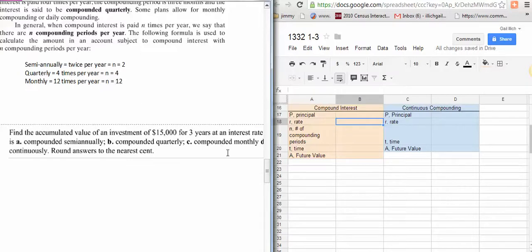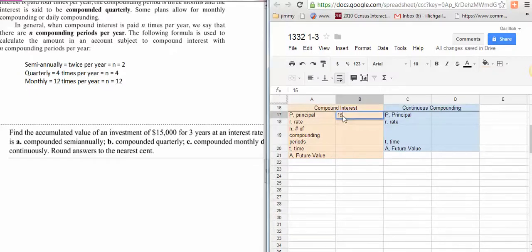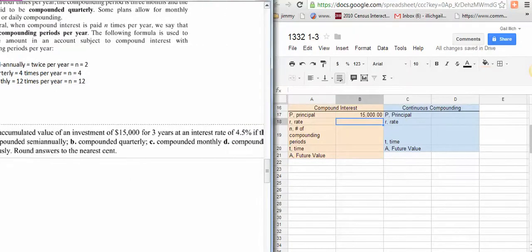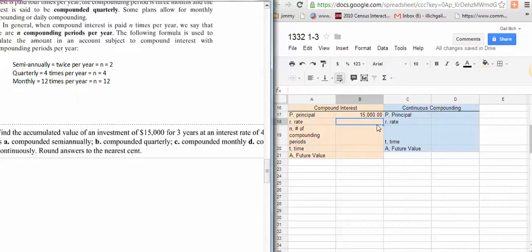All we're going to do is change the number of compounding periods, and we'll get a new future value each time. So I'll put the principal in as 15,000. The interest rate, they gave us 4.5%, so 4.5%.